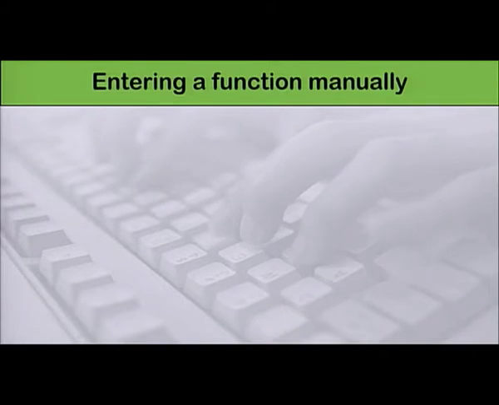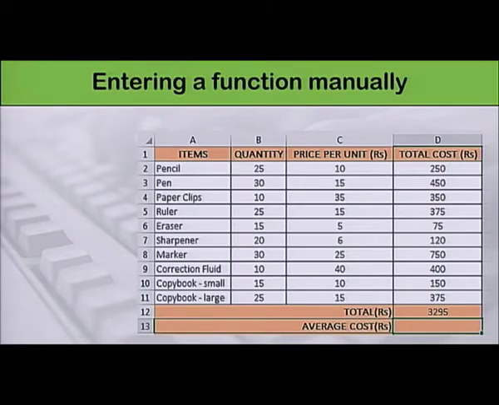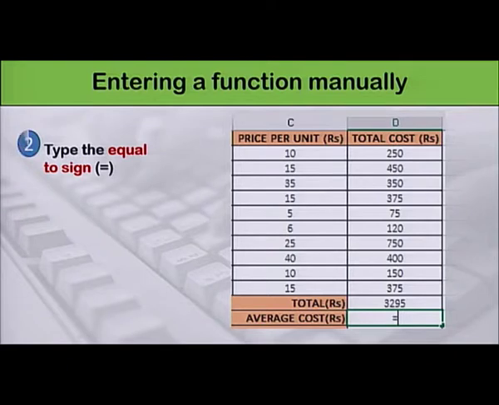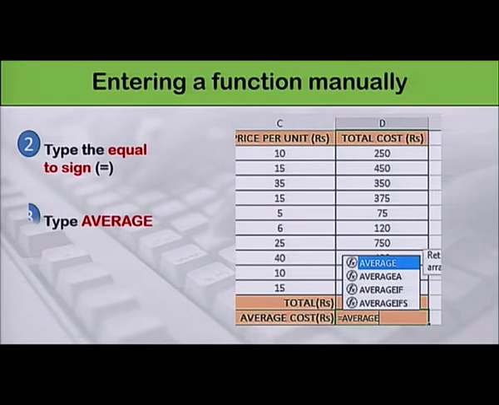If you already know the function name, you can easily type it yourself. Now in the same example, we will use the average function to calculate the average cost of the ordered items. Select the cell that will contain the function. In our example, we will select cell D13. Type the equal to sign and enter the desired function name. You can also select the desired function from the list of suggested functions that appears above the cell as you type. In our example, we will type equal to average.